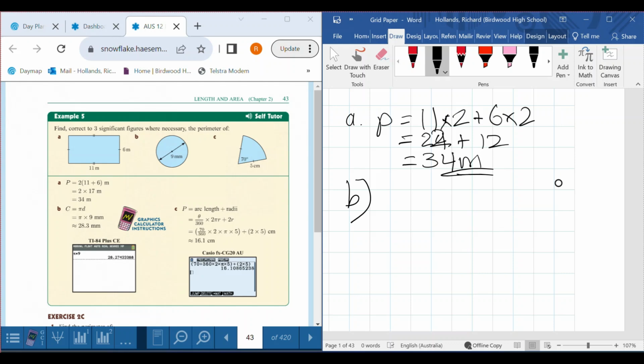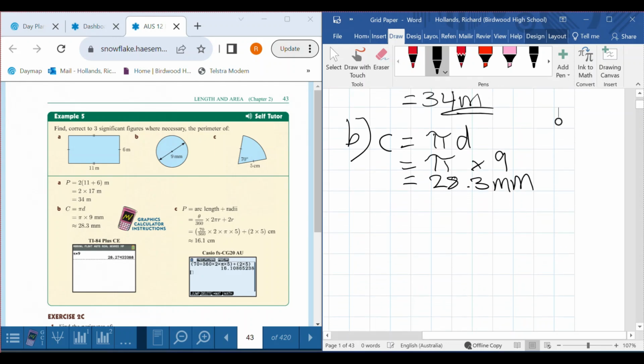So here we have got 9, the diameter, so circumference equals pi times diameter, which equals pi times 9, which then gives us 28.3 millimeters. Easy peasy lemon squeezy. All right, let's get into the tricky one here.